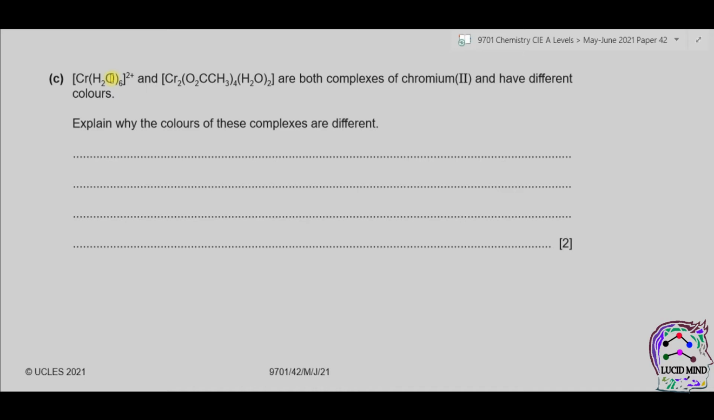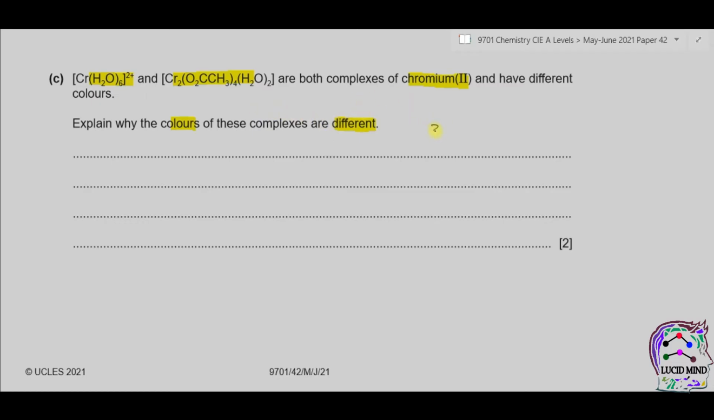Part C, Cr(H2O)6 2 positive, and this complex are both complexes of chromium 2 and have different colors. Explain why the colors of these complexes are different. Now colors depend on the energy gaps between the d orbital splitting.